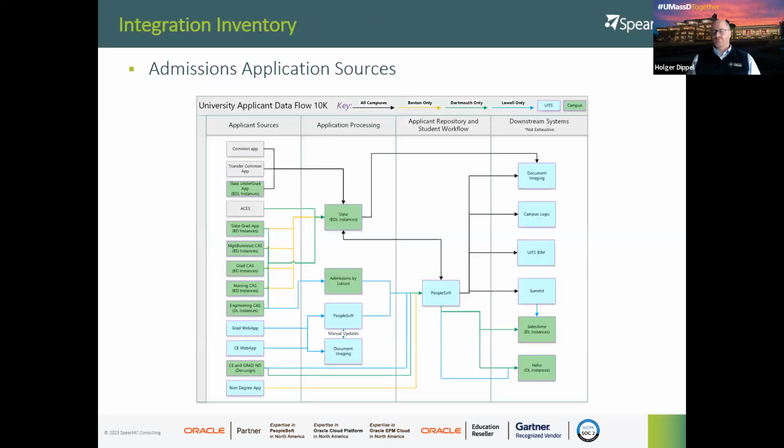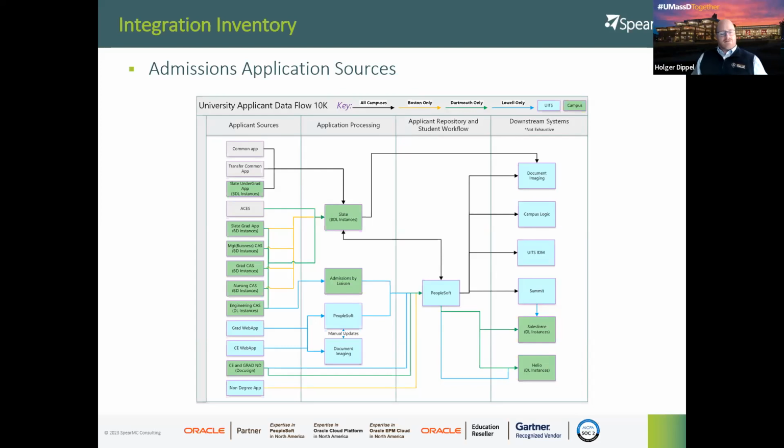Next one. At an early stage, when we started planning out the Slate implementation, we took a look from a more centralized perspective. What are the integration points that need to shift? What is the data that comes into PeopleSoft and what comes out of PeopleSoft? This view that you see here really is more the shared systems between Boston, Dartmouth, Lowell. It doesn't capture all the different individual campus systems that also connect to the ecosystem.